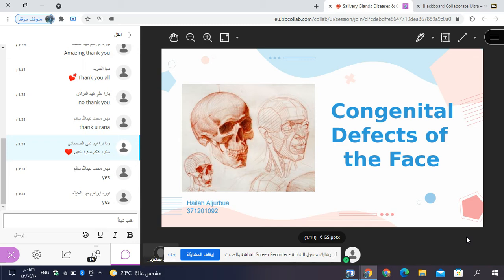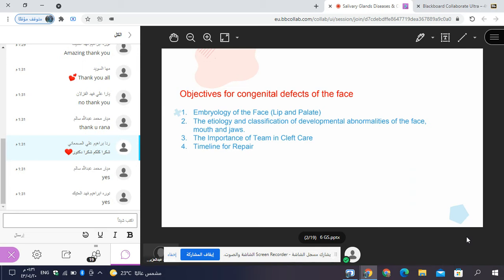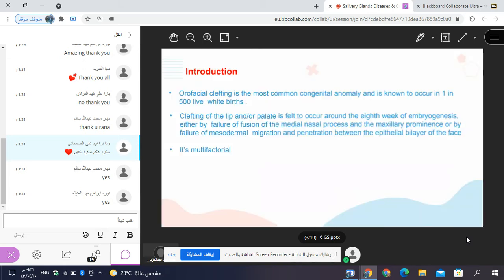Okay. I am Hela Jarbour, and today I'm going to talk about the congenital defects of the face. First of all, my objectives are embryology of the face, lip, and palate, and then I'm going to talk about the etiology and classification of the developmental abnormalities of the face. After that, I'm going to talk about the importance of the team in cleft care, and finally, the timeline for repair. First of all, orofacial clefting is the most common congenital anomaly, known to occur in 1 in 500 live births.